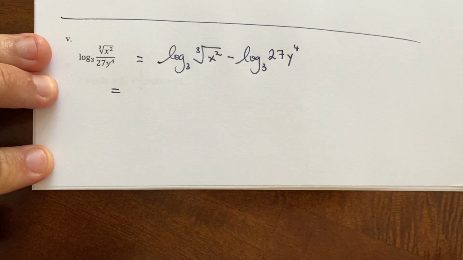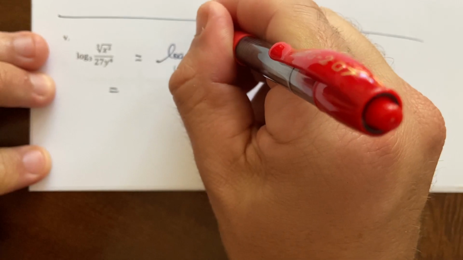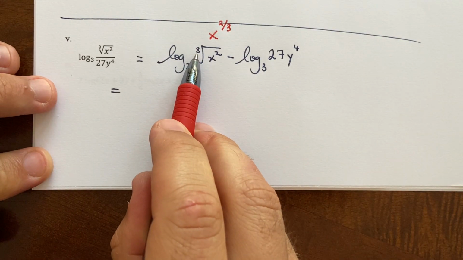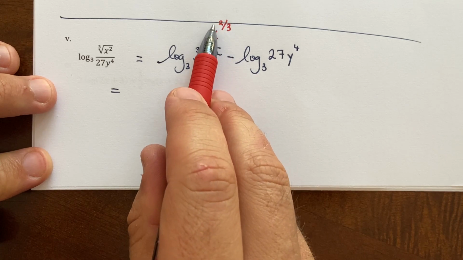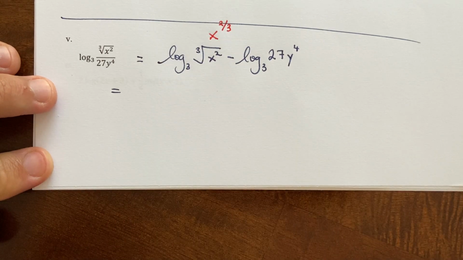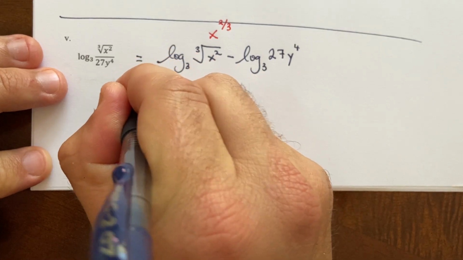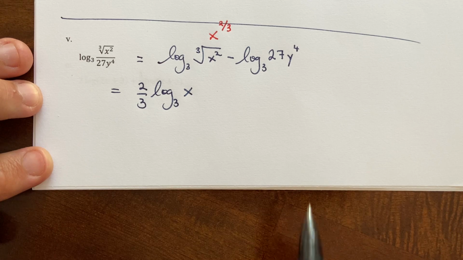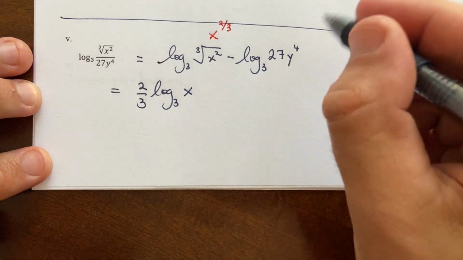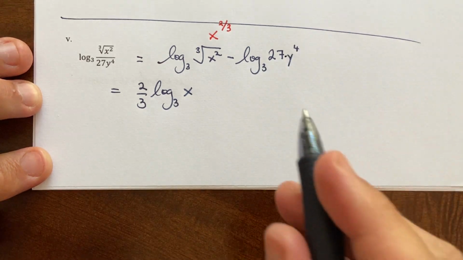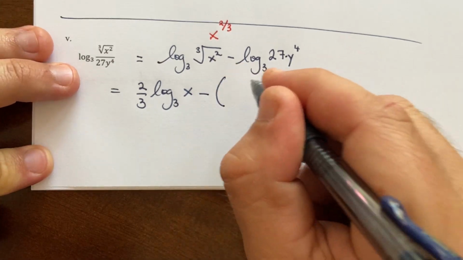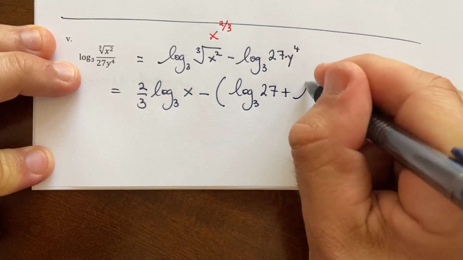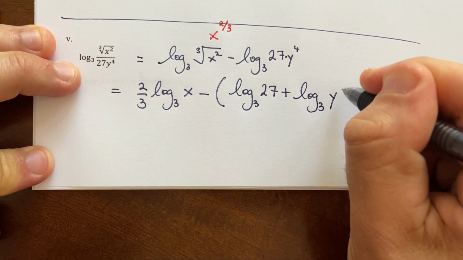So I can bring out, I'm basically thinking of this as x to the 2/3. Remember the cube root of something squared? Same as the 2/3 power. So I can bring out that 2/3. Right? Here, I need to split this up across this multiply. So I'll go minus parentheses log base 3 of 27 plus log base 3 of y to the fourth.